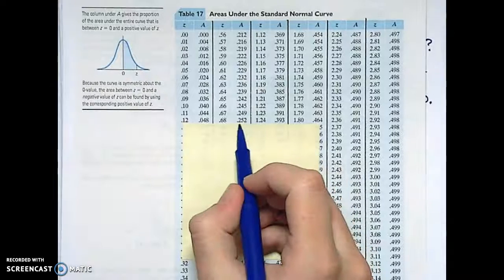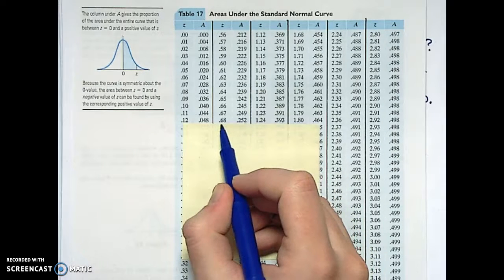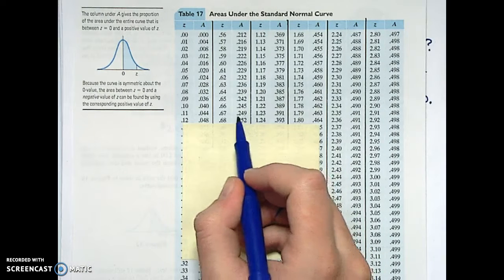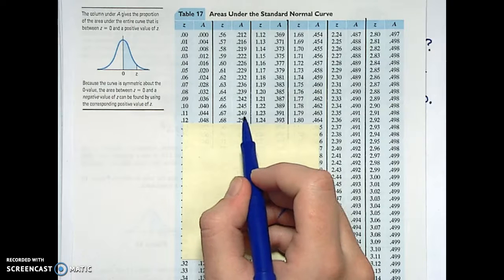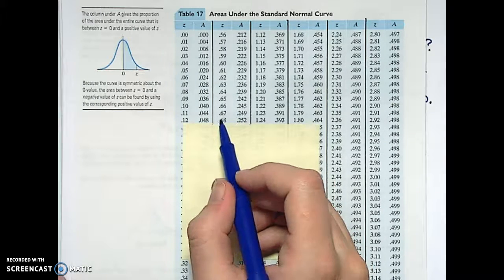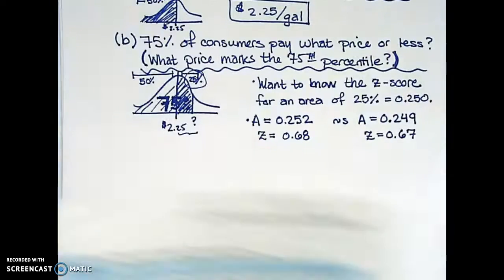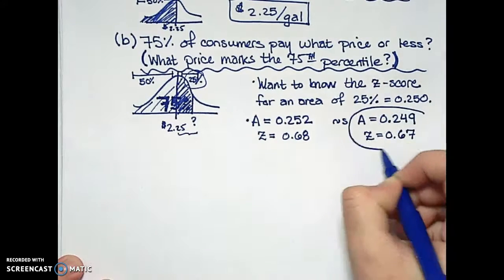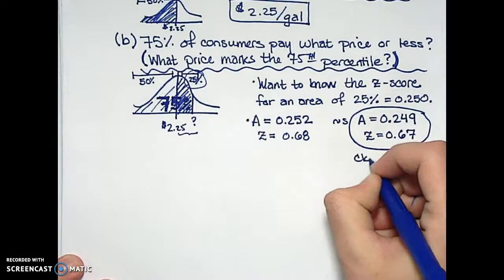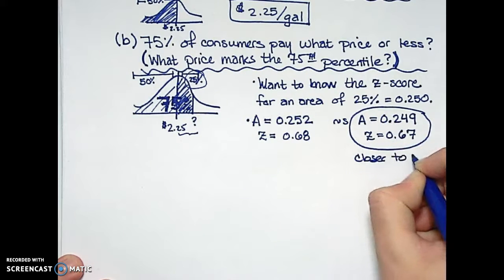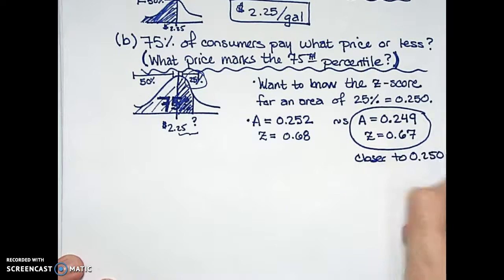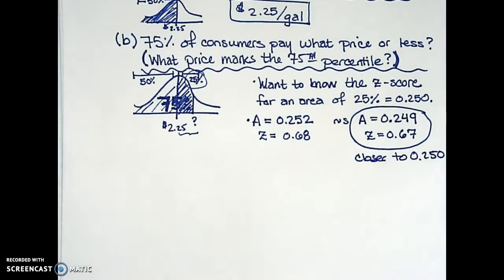So we're going to have an area of 0.252 has a corresponding z-score of 0.68, and an area of 0.249 or 24.9% has a corresponding z-score of 0.67. So we have that copied down here. Now, which one of these do we want to use? Which of these areas should we use? We're actually going to go with the one on the right here because this is closer to 0.25 or closer to 25%. So we'll go with this area right here.